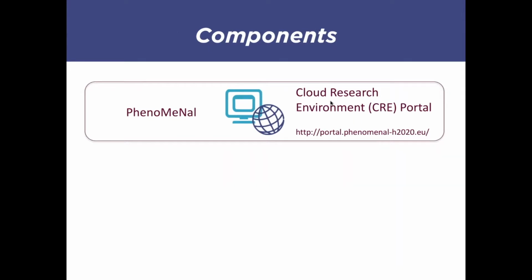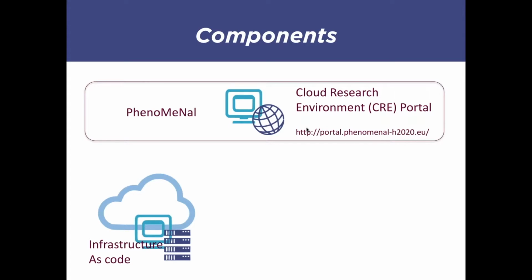So what are the components that allow us to bring this functionality to you, the ability to run your metabolomics data analysis in the cloud? So the first component, and where you will first have contact with our setup, is the PhenoMeNal Cloud Research Environment portal, which is available at the URL that you see there. The PhenoMeNal Cloud Research Environment portal is the place where the user will go to be able to deploy or to create his or her own cluster with metabolomics data analysis tools automated by PhenoMeNal on a cloud provider of choice.